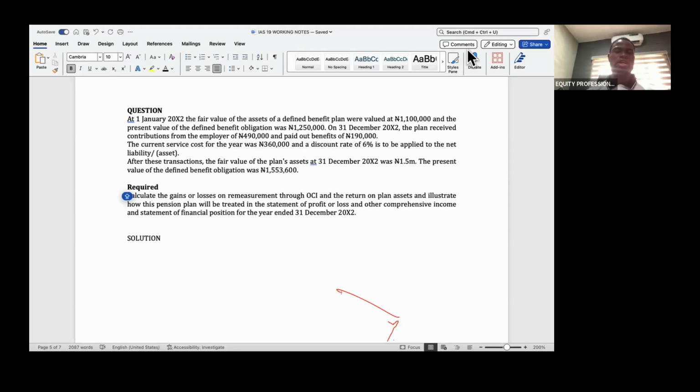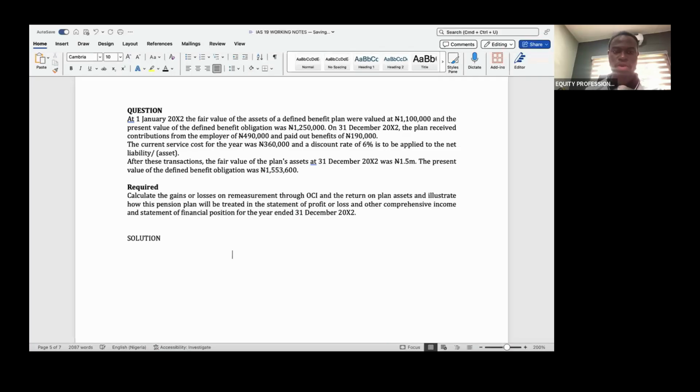So let's go. If you look at this question, let's focus on the requirements. The examiner is asking us to calculate the gains or losses on remeasurements through OCI and the return on plan assets. And they say we should illustrate how the pension plan will show in the statement of profit or loss and other comprehensive income, and also in the statement of financial position as at 31 December 20X2. So the first thing for us is that table I told you about.